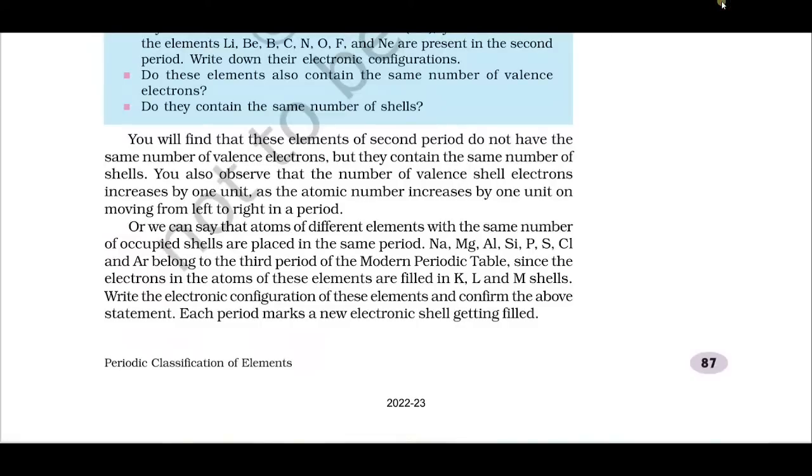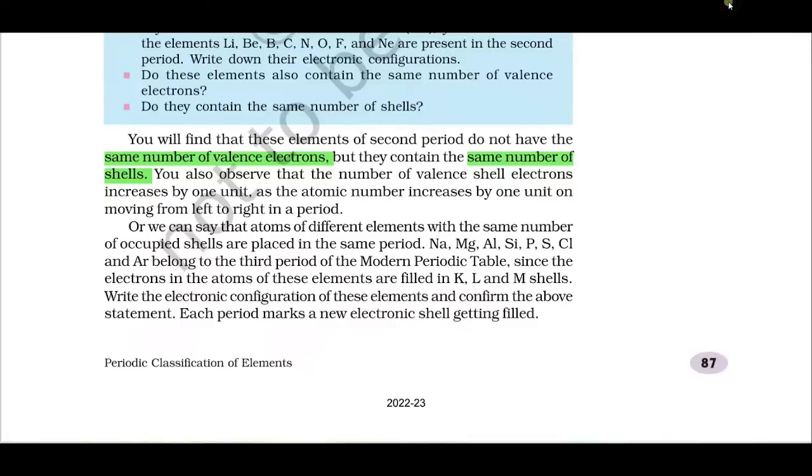The important point you should remember is, as you go along the group, you will have the same number of shells, but the valence electrons will not be the same. As we move down the group, valency will be the same, shells increase. As you move along the period, what happens? You will have the same number of shells, but a difference in the valence electrons.